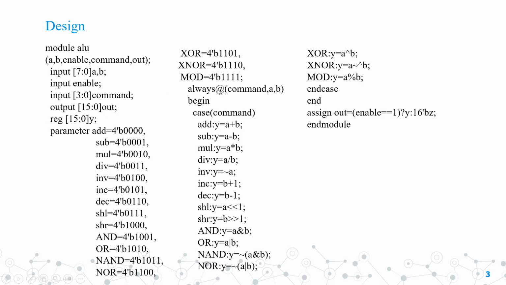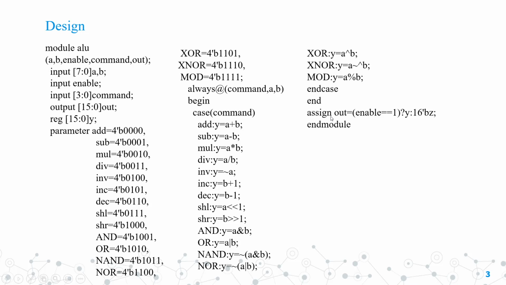And I have used an always block, and in its sensitivity list I have given command, A and B. If any of these three changes on the input side, then this always block will be executed. In that always block I have used a case statement, and the expression will be command. If we send 4 zeros, that means it is an add command, so Y will be A plus B. Like that I have written all the arithmetical and logical operators.